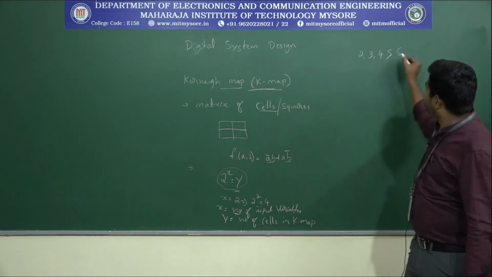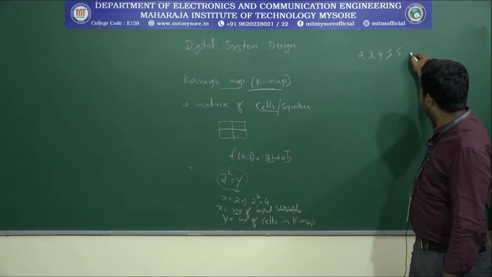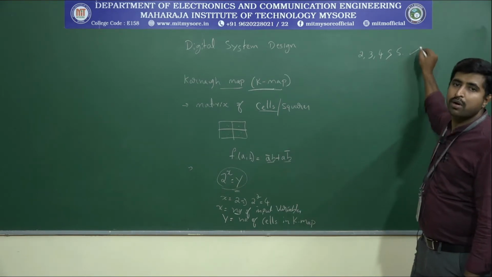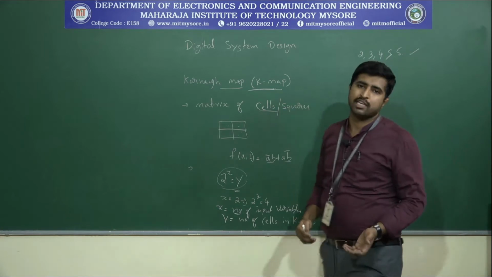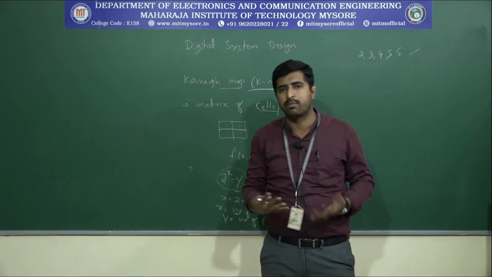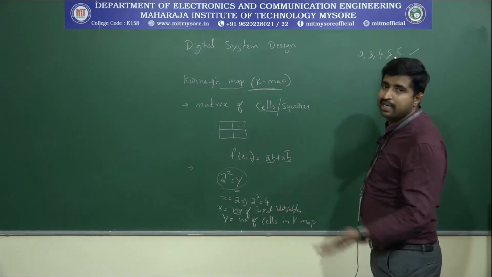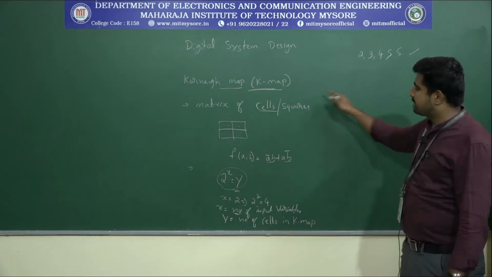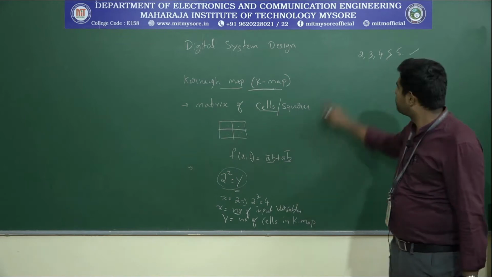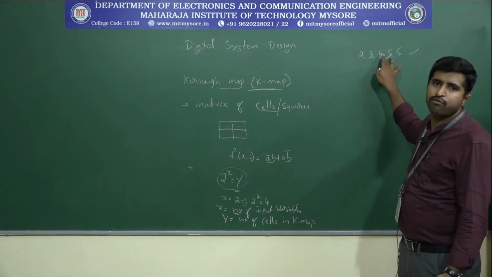Can we go beyond 5 variables? Yes, we can, but that will be more complex. We will understand how much complexity there will be to implement 2, 3, 4, 5 variables later. Now let's see the K-map for 2 variables, 3 variables and 4 variables.